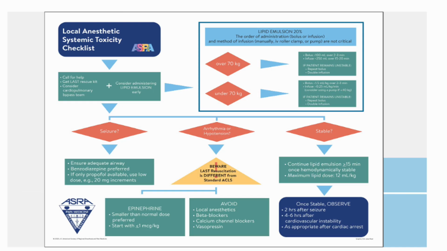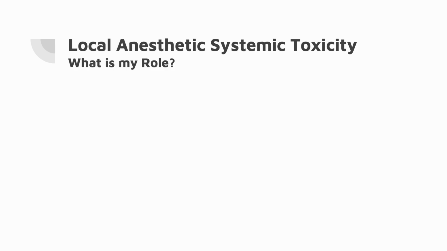Anyway, here is the ASRA flow sheet of what to do. These are going to be located, and I'm going to put it in the slide down here at the end, but these are going to be located at the charge desk and then near every Pyxis. So when you go in there to get your intralipids, grab this list, okay? And this goes through everything that I've already said.